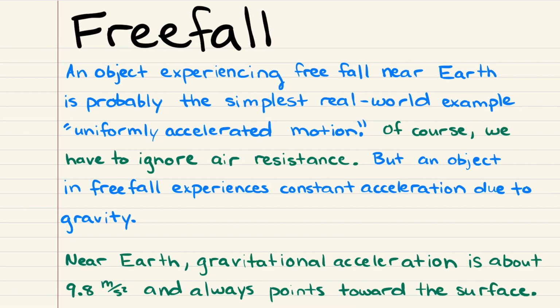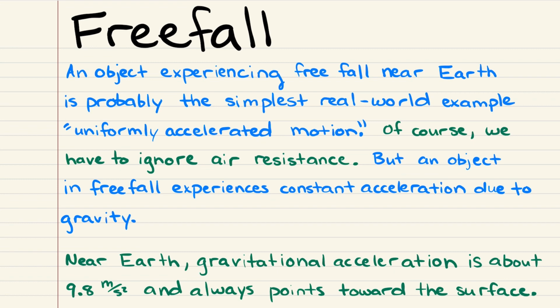Now I want to talk about the free fall question. An object experiencing free fall, like on a planet, especially near Earth, which is generally the most common kind of example, is probably the simplest real-world example of uniformly accelerated motion. Of course, if we're talking about uniformly accelerated motion, we do have to ignore air resistance, but an object in free fall does experience constant acceleration due to gravity. Generally speaking, we assume that anywhere within the lower atmosphere of Earth, the acceleration due to gravity is relatively constant enough for simple physics problems.